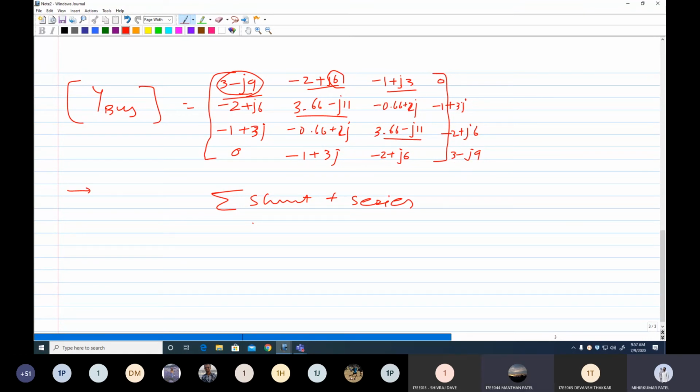Clear? So write down the case number 2. Continue in this example. Case 2. Addition or removal of any transmission line. The first case was a simple formulation of the Y bus matrix. Then case 2 is addition or removal of a transmission line.